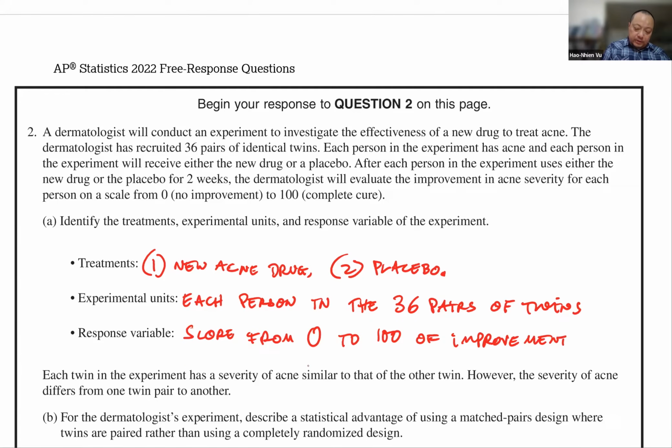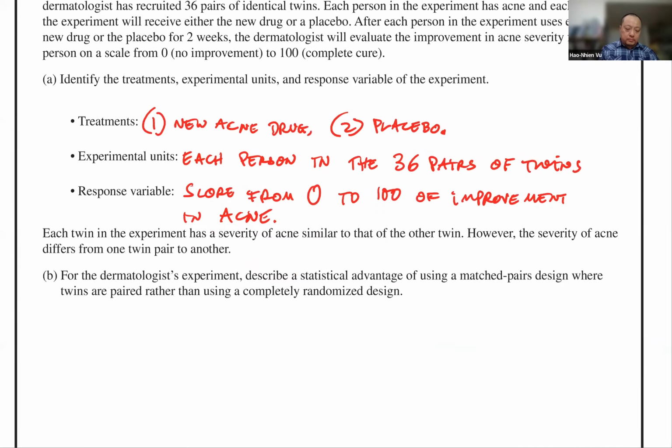Of the improvement in acne. Continuing on. Each twin in the experiment has a severity of acne similar to that of the other twin, but the severity of acne differs from one twin pair to another. From one twin pair to the next, it could be more or less.